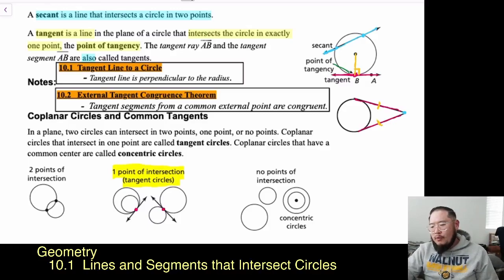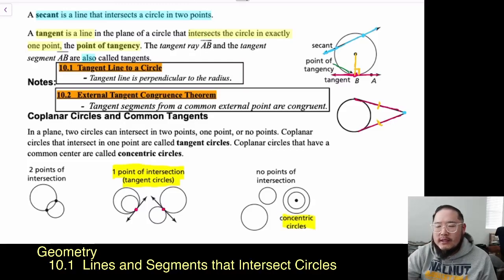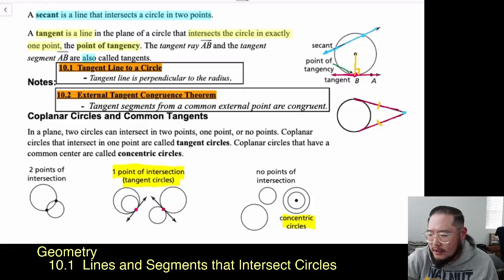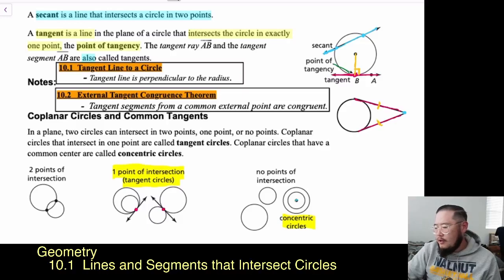There happens to be 1 point of intersection right there as well. You can see, all the way to the right-hand side, we have our concentric circles. Why is that? Because the two circles both share the same center, which makes them concentric. Do any of these circles intersect with each other? They do not, so they do not have any common tangents.